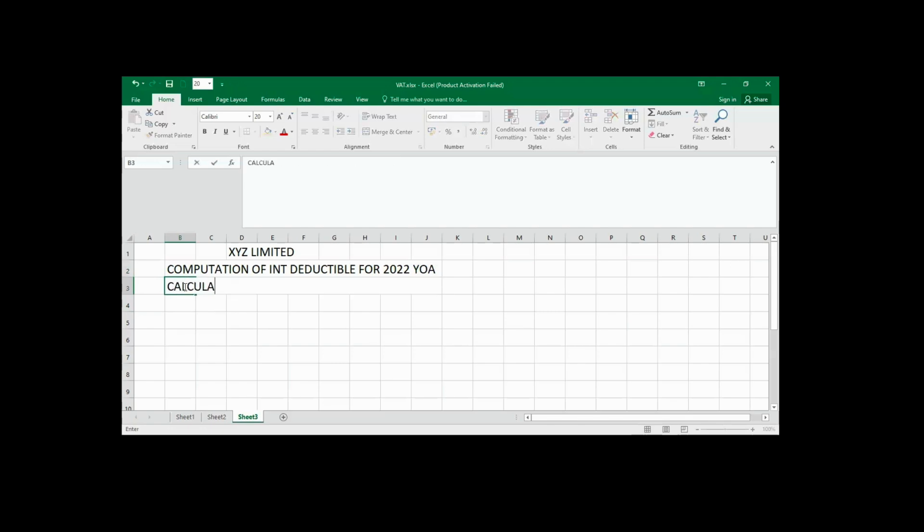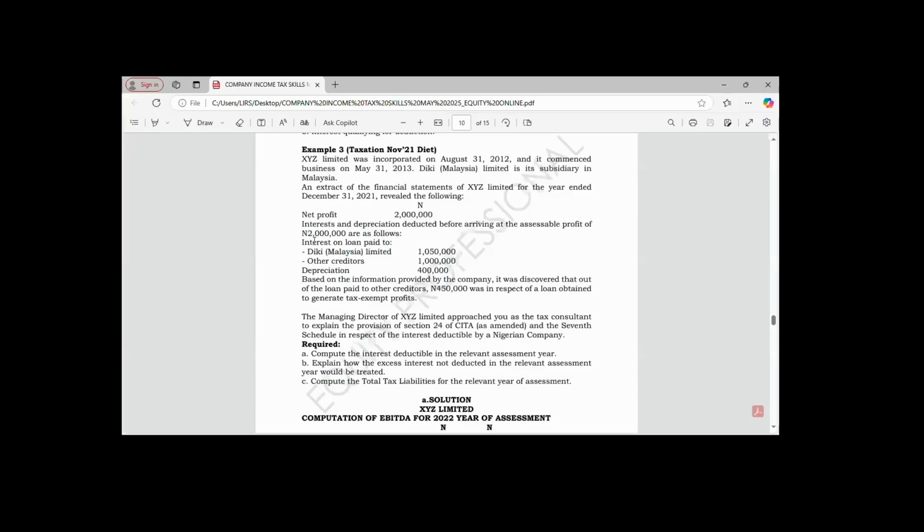Calculation of EBITDA. Our EBITDA is earnings before interest, tax, depreciation and amortization. From the question, we are given a value for net profit. Net profit is profit after we have deducted all our expenses. So before we can get our EBITDA, we must add back the depreciation they deducted, the amortization, and the interest they deducted.